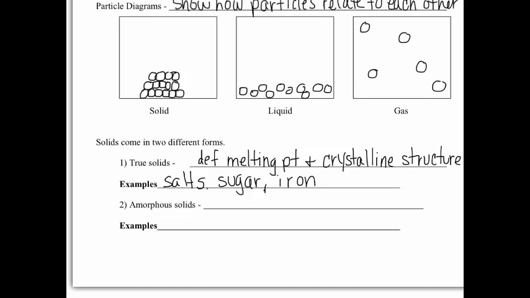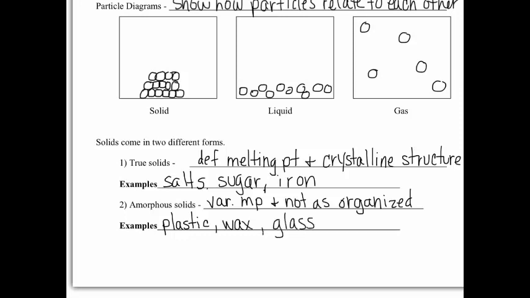There's another type of solid called an amorphous solid. Amorphous solids don't have a regular geometric pattern, and they don't have a definite melting point. We'll say a variable melting point and not as organized. These are things like plastic, wax, and depending on the preparation, glass can be an amorphous solid.